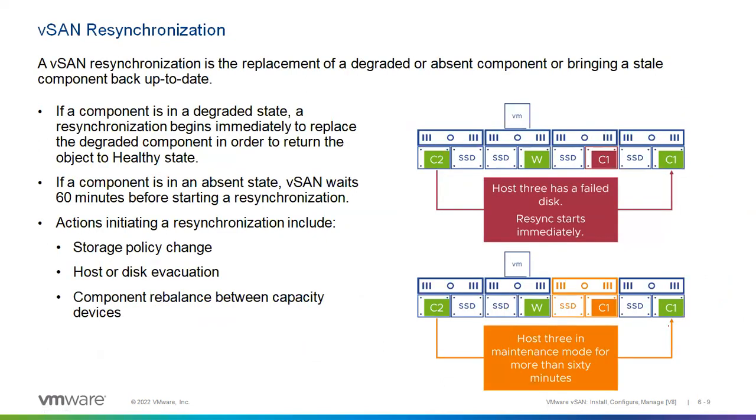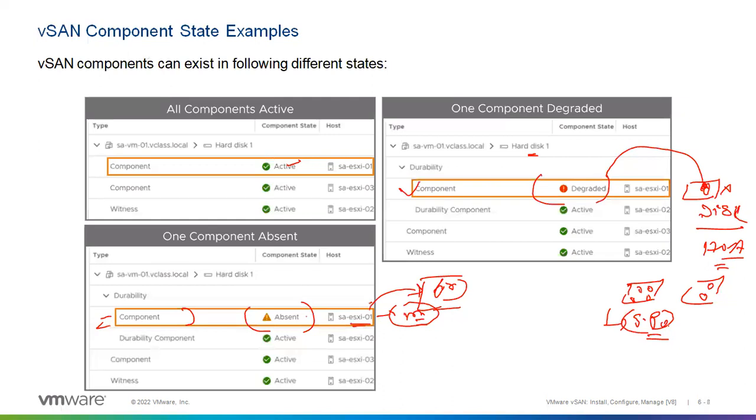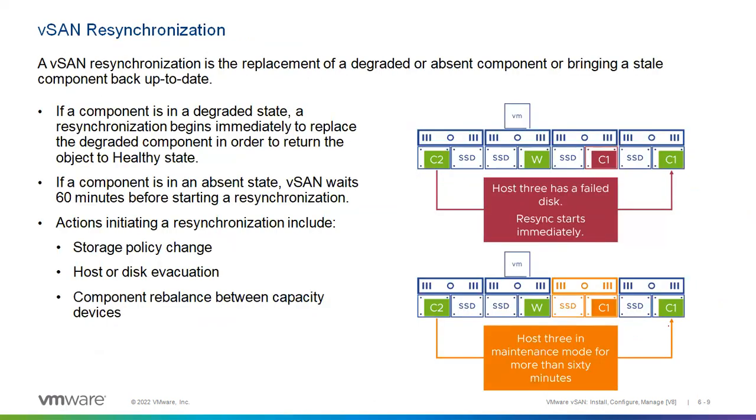Okay, sir, so when will the vSAN know that this is degraded or this is absent? Now, when we say absent, it is like we are putting the host in maintenance mode. Yeah, when a host goes into maintenance mode, it will automatically be detected as an absent state.